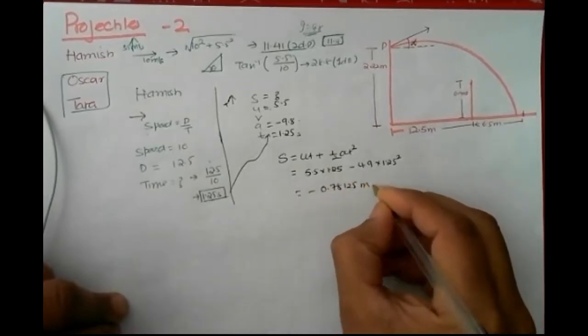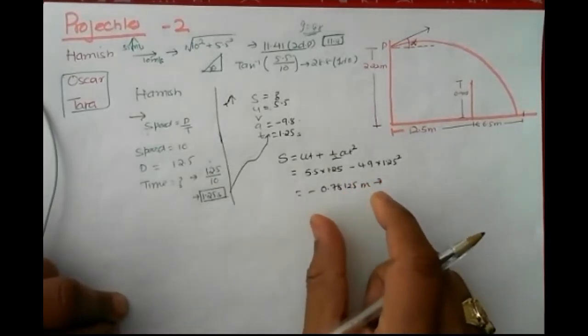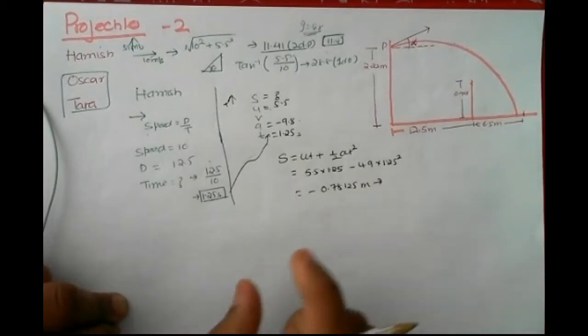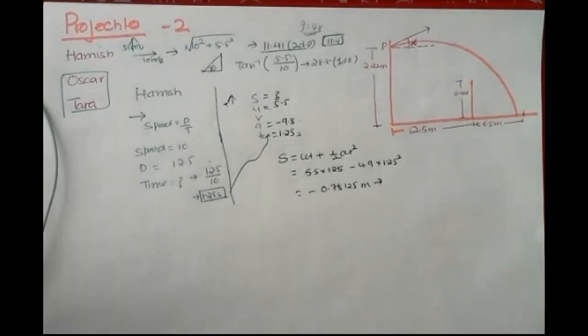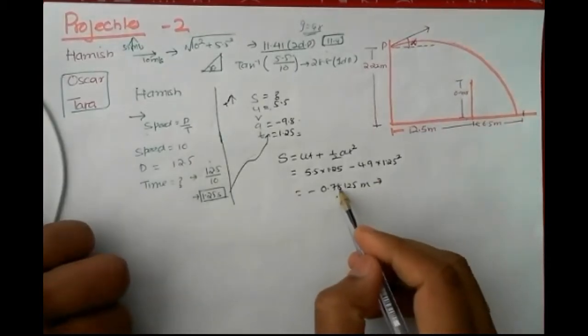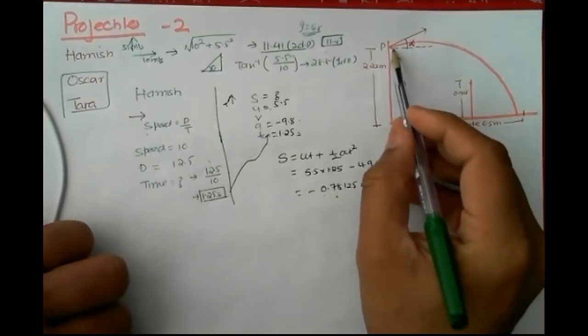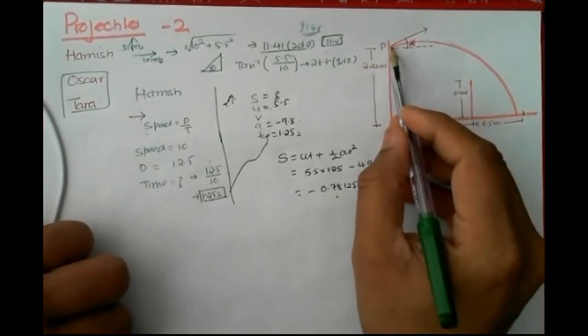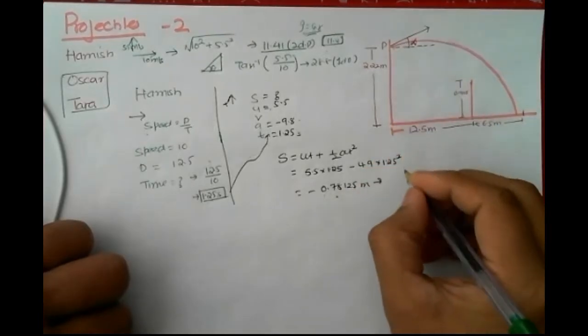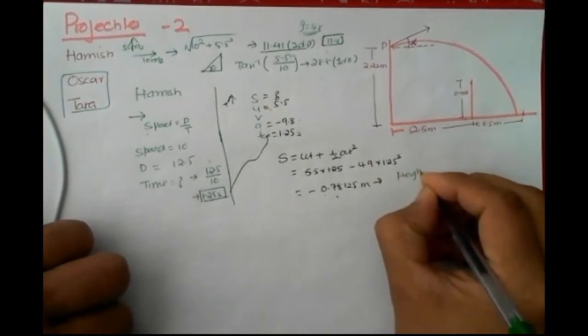It is minus 0.78125 meters. But guys, a really important part, this is where the mistake happens. In my experience, this is where people go wrong. This is negative 0.78125 below its original starting position. So guys, how much is the height from the ground then?